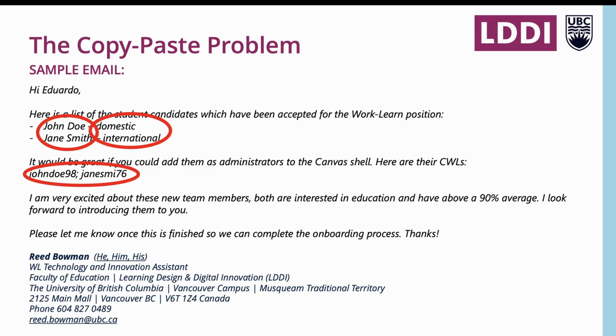And also, if you caught this, their grade point is mentioned. Interested in education have above a 90% average. This is actually deemed high risk information because students' grades are protected. Also, something that could be deemed a security risk, technically medium risk information since it is publicly available, is my email signature there, where I have my email and the UBC phone number and all of my personal work information. This is publicly available.